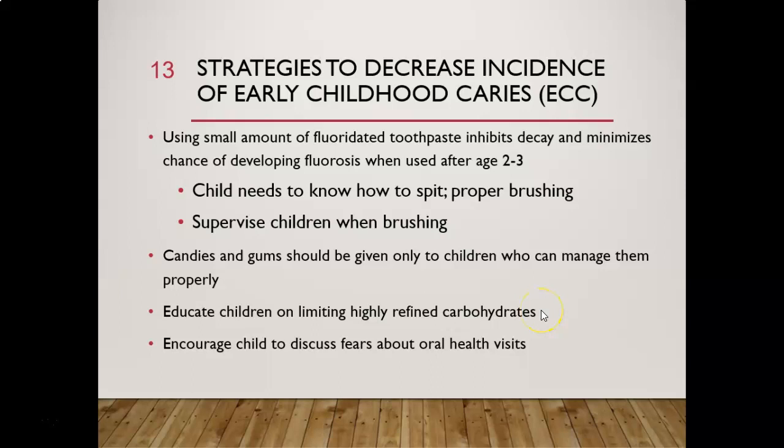Strategies to decrease incidence of early childhood caries. Using small amounts of fluoridated toothpaste inhibits decay and minimizes chance of developing fluorosis when used after age 2 to 3. Child needs to know how to spit, like we said earlier, proper brushing. Supervise the children when brushing. A lot of times parents can let them have autonomy and play with the toothbrush, but then mom and dad have to get in there and do a good job.